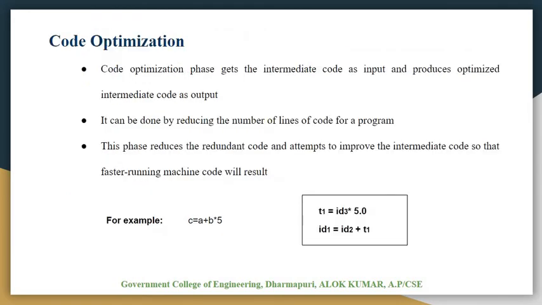Now the next phase is code optimization. The code optimization phase gets the intermediate code as input and produces optimized intermediate code as output.